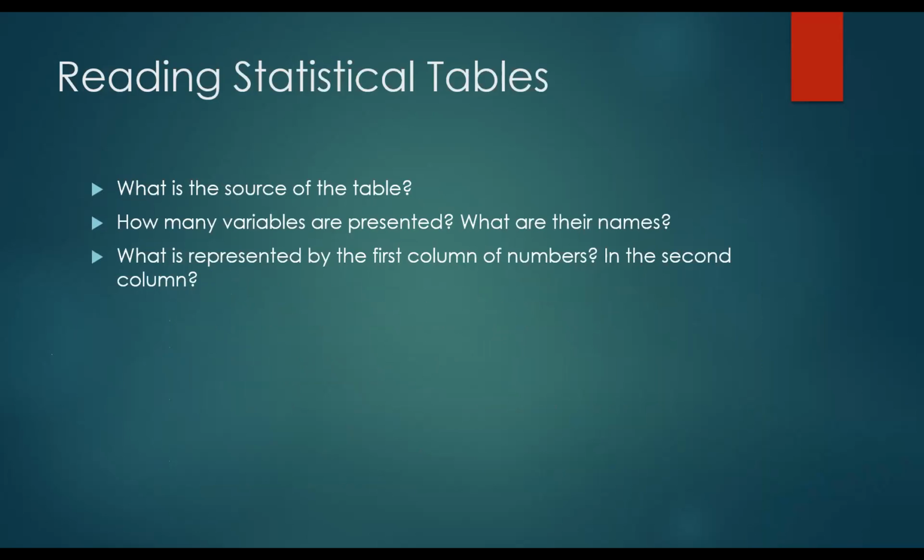Okay, so how do we read tables? We just had an example of that at the start of class. We want to know, what is the source? Where are they getting the data from? How many variables are presented, and what are the names of the variables? All things that were very much lacking in the example I showed you. And what's represented in that first column of numbers, and what about the second column? And are they comparing the same data, right? Is it on the same scale? Because that matters too.